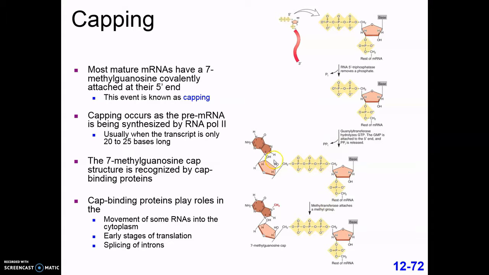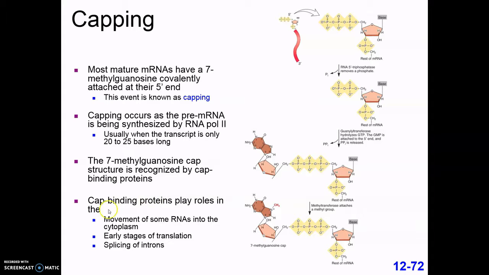Now we have a guanosine linked on to the end. And the next step is to methylate it. So we have an enzyme that comes in and adds a methyl to this position of the nitrogenous base. And now we have a 7-methyl. So this is a methyl group in position 7, guanosine cap on the 5' end. Now, this takes place early while the transcript is still being made. So the rest of it is still being produced down at this 3' end. When it's about 20, 25 nucleotides long, it will get this modification put on.